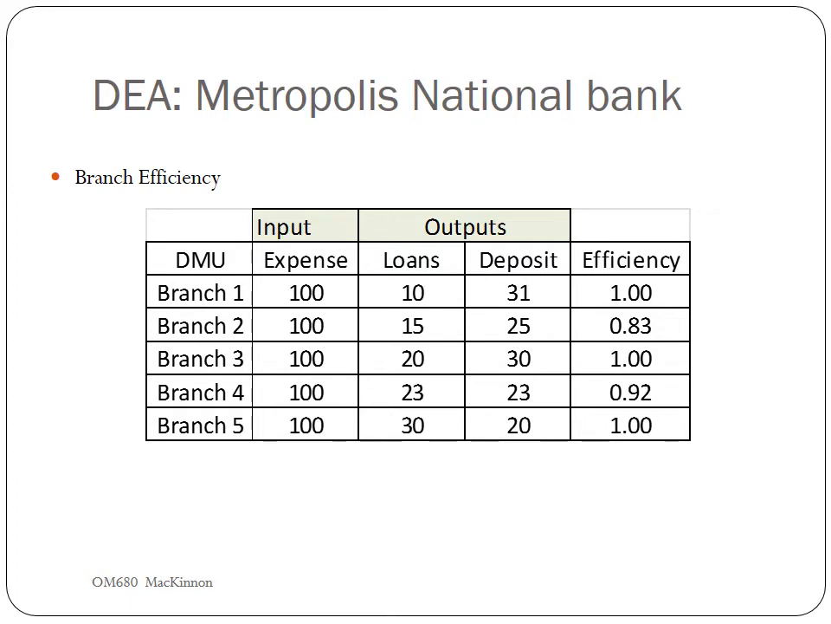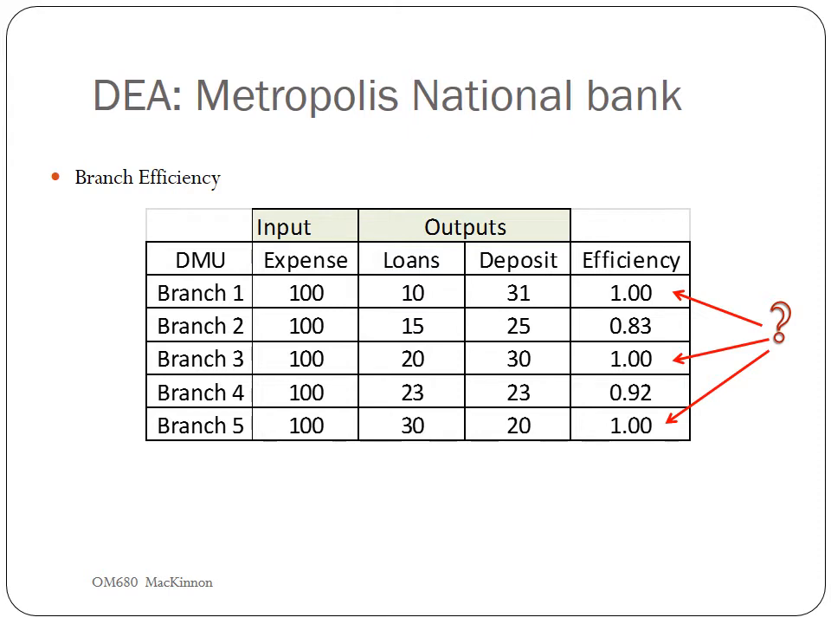So let's take a look at a little bit more complex example. Here we have bank branches, and we have 5 of them. These are our decision-making units. They have one input, and that's the expenses of the branch, and the outputs are the amount of loans and deposits. Now, you may be asking, how can all 3 of them be efficient?